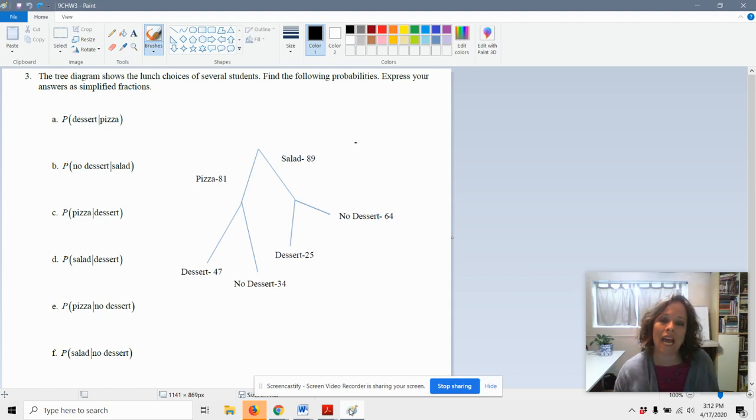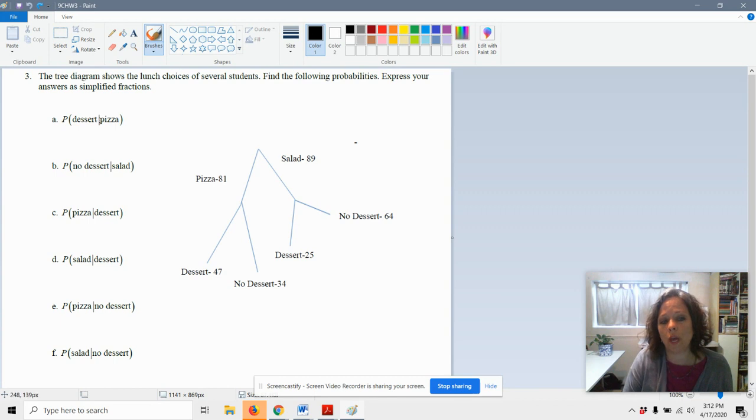This is 9C homework, problem number 3, conditional probability. Now this problem is using a tree diagram, and there's a little bit of a different way that we are dealing with conditional probability when we have a tree diagram. So let's just go right ahead into these problems.